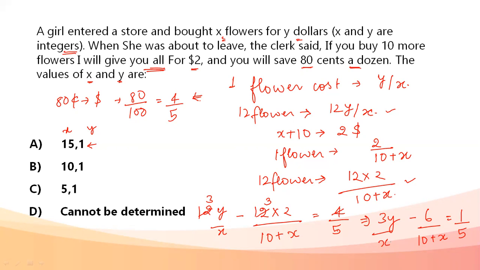When we put these values with respect to A, it is not satisfied. Let's go with respect to B. So with respect to A, LHS was not equal to RHS. Let's go for B, 10 and 1.